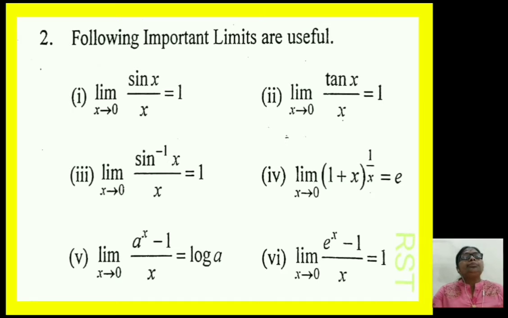Fourth result is limit of (1 plus x) raised to 1 upon x as x tends to 0 equal to e. Fifth result is limit of (a raised to x minus 1) upon x as x tends to 0 equal to log of a. Sixth result is limit of (e raised to x minus 1) upon x as x tends to 0 equal to 1.